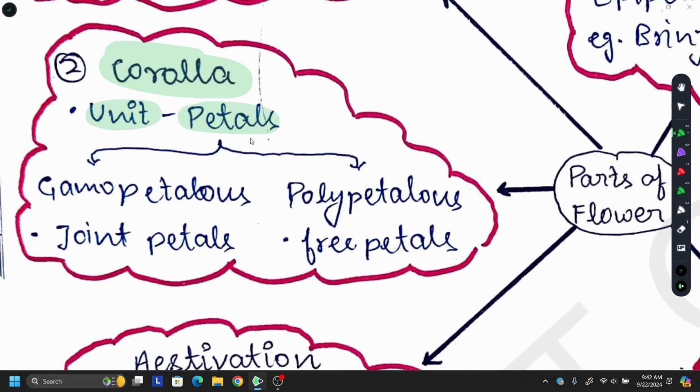These are the multicolored and beautiful parts of the flowers that you can see. All the petals together on the flower are known as corolla. So the unit of corolla is petals. If the petals are joined to each other, we call it gamopetalous condition, and if the petals are free, we call this a polypetalous condition.